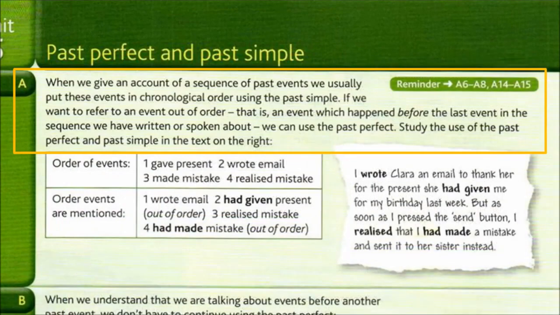A. When we give an account of a sequence of past events, we usually put these events in chronological order, using the past simple. If we want to refer to an event out of order, that is, an event which happened before the last event in the sequence we have written or spoken about, we can use the past perfect. Study the use of the past perfect and past simple in the text on the right.